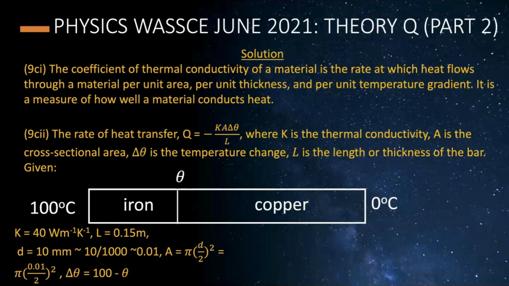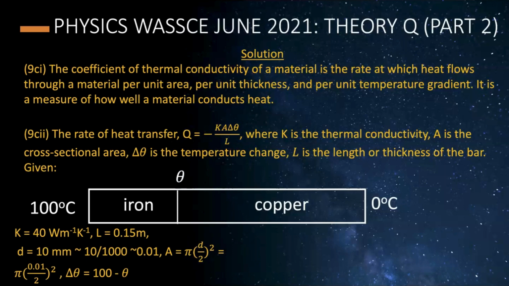So this gives you the area of that part for the iron. Okay, so we also have the change in temperature given. There's a value given, which is that one end of iron is at 100, and the middle part, wherever the two of them meet, there is a temperature there called theta.